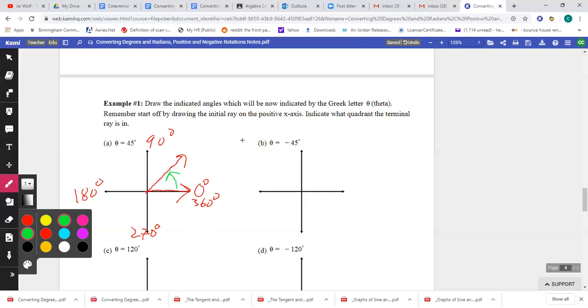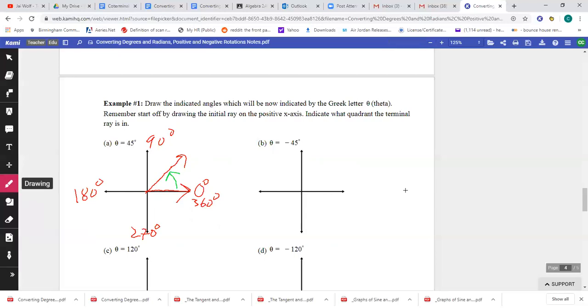So now what is negative 45 degrees? Well, going positive is going this way. So going negative would mean to go the opposite direction, 45 degrees. Okay. So once again, I always start going this way. But if I go negative 45, you see that you actually rotate the other direction.